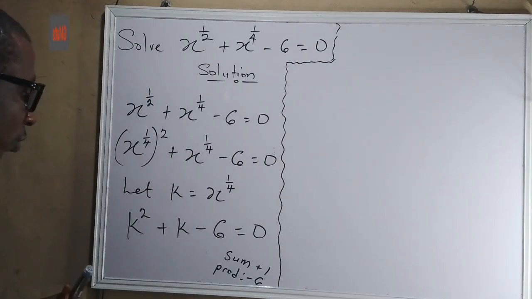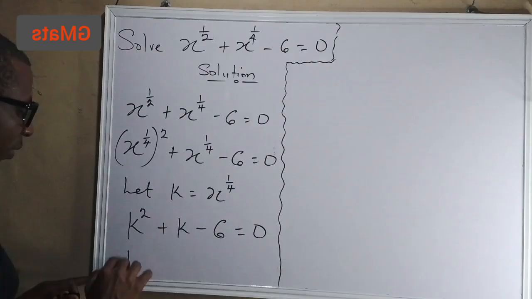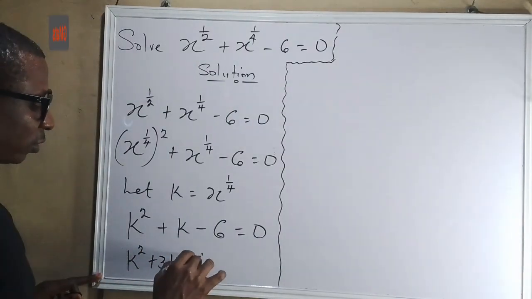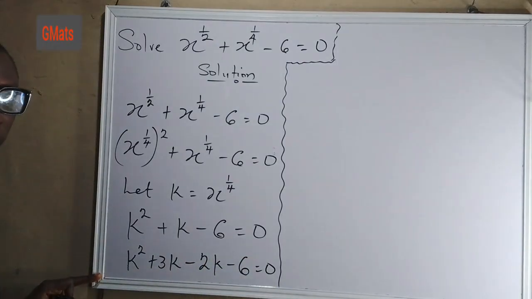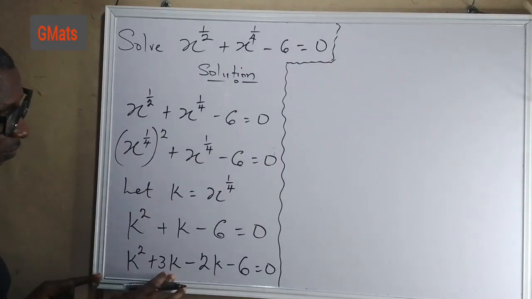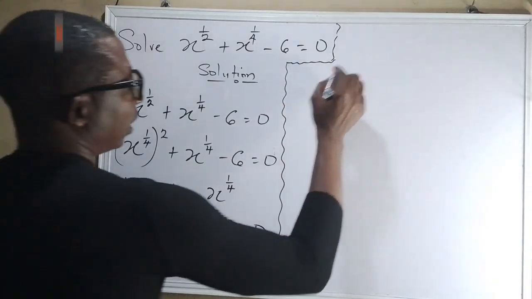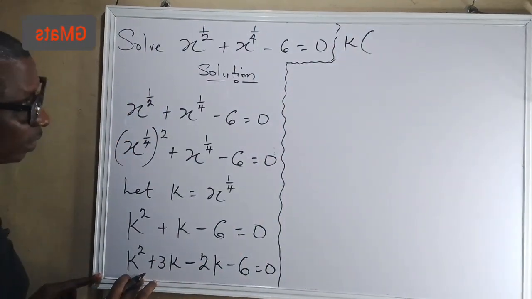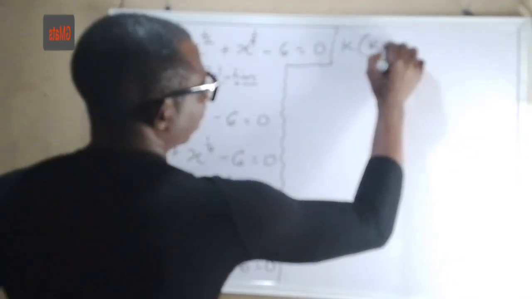Plus 3, minus 2. So now this left hand side turns to k raised to the power of 2 plus 3k minus 2k minus 6 equals 0. Hope you get that. Now you look at the first pair, so you look for the common factor. The common factor here is k. So now this turns to k. When you divide this by k, you have k left. Divide this by k, you have plus 3.